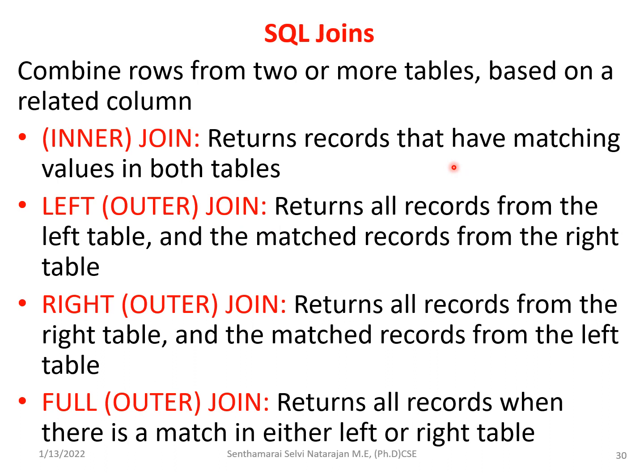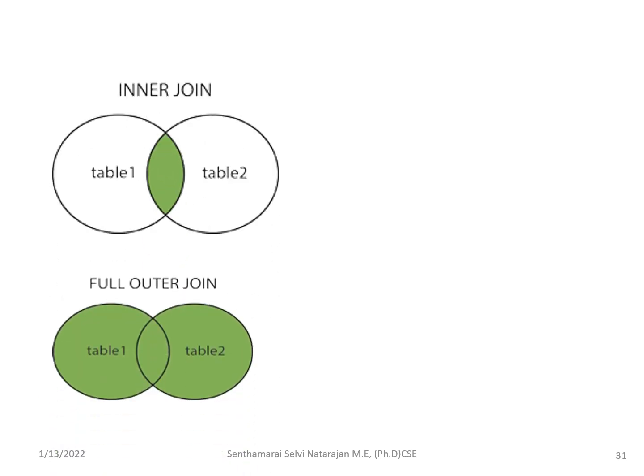Inner join returns the records having matching values in both the tables. Left outer join returns the matching records between the two tables as well as all the records in the left table. In right join, you will get all the records from the right table as well as the matched records from the left table. Likewise, full outer join returns all the records when there is a match in either the left or the right table. All these joins have been specified in the diagrams.